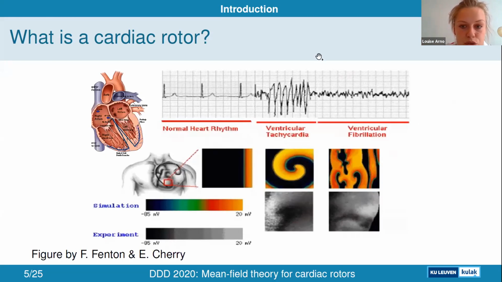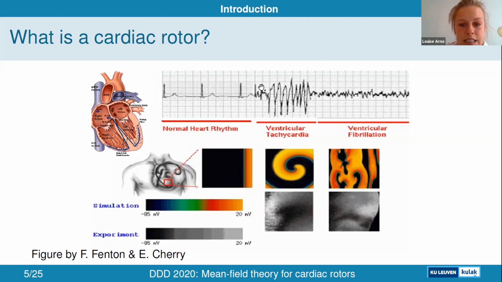So we see over here 3 points of view, namely the ECG seen by the doctor, the simulation part done by us basically, and the experimental point of view. And each point of view is divided into 3 parts, for which in the first part we see a normal heart rhythm, which is translated into a plane wave during simulations.